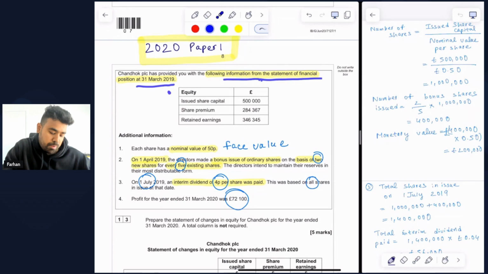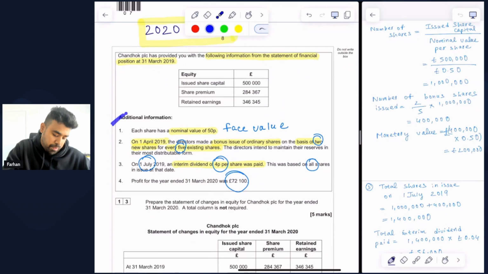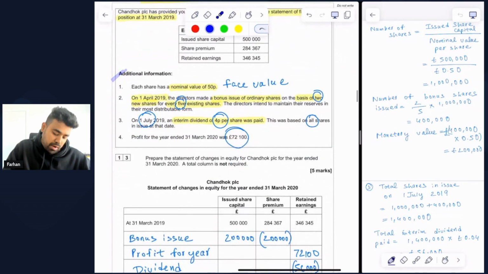So you can see a table has been given here for three different types of equity that we have in the books at 31 March 2019. Starting with the issued share capital of £500,000, share premium of £284,367, and retained earnings of £346,345. We have also been given some additional information, and we are required to prepare the statement of changes in equity for the year ended 31 March 2020.